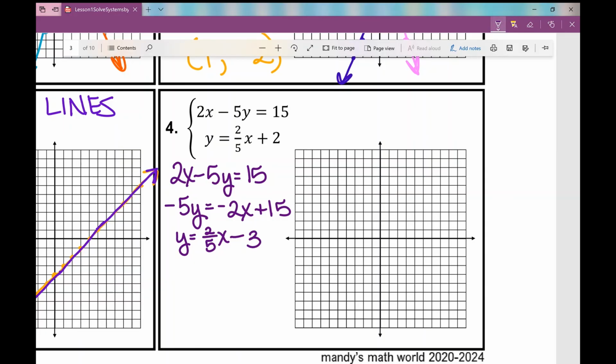And what do you notice? Well, let's see here. I've got 2/5 x plus 2 and 2/5 x minus 3. If it's not jumping out at you first, let's graph it. So I'm going to graph this first one up here in green, 2/5 x plus 2. So first I'm going to graph that y-intercept of 2. I'm going to go up 2 and then over 1, 2, 3, 4, 5, up 2 over 5. And I'm going to do the same thing this way. And then I'm going to graph my line.